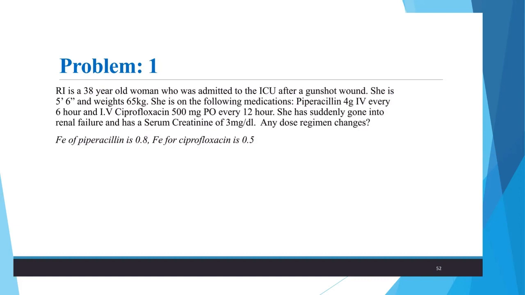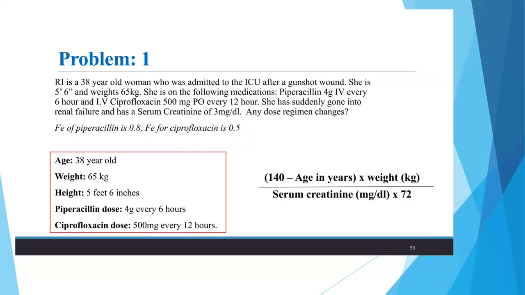So the FE of piperacillin is 0.8 and the FE for ciprofloxacin is 0.5. Now, these values will be given in your question. Then we have the age of the patient, which is 38 years; the weight is 65 kg; the height is 5 feet 6 inches. Piperacillin dose is 4 gram every 6 hours, and ciprofloxacin dose is 500 mg every 12 hours. So whenever you use the Cockcroft-Gault formula, that is (140 minus age) times weight, divided by serum creatinine times 72.